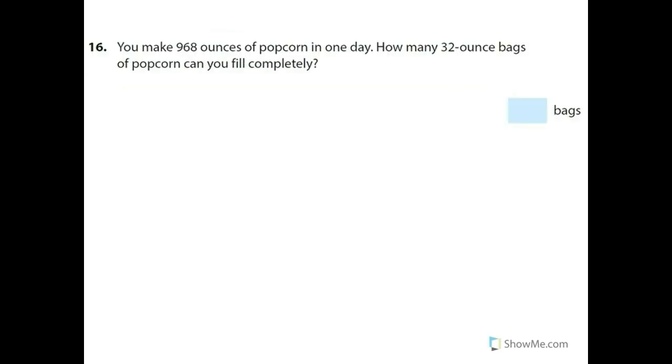Well, all right. Number 16. Go ahead and solve that one, and then we'll go over it. All right, so 968. See how many groups of 32 we can get out of it. Well, I'm going to say 30 here, because I know that 3 times 3 is 9, and 3 times 2 is 6.